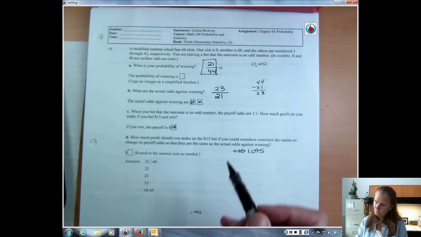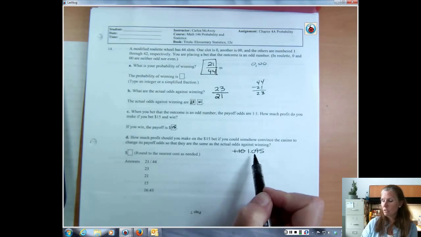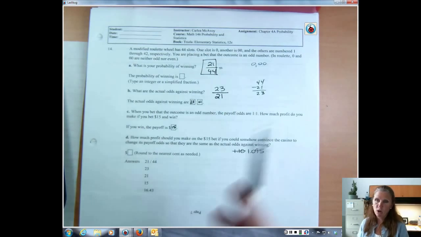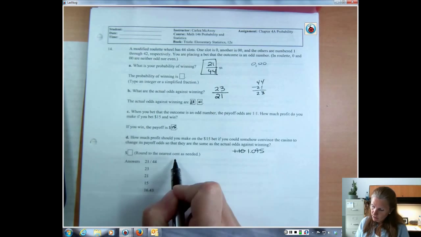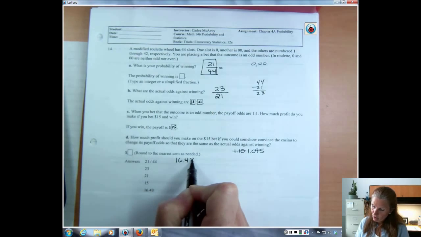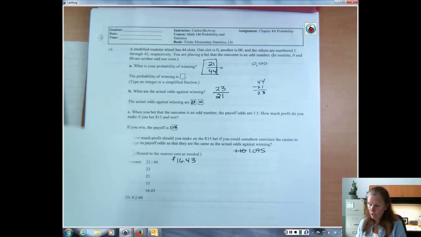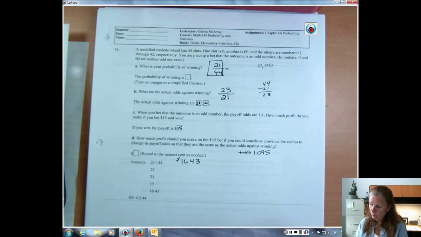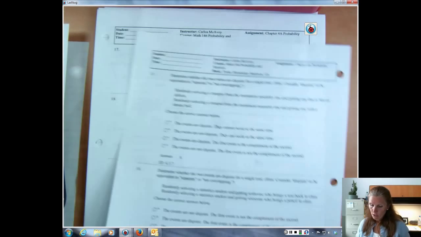$16.43. So that's what they should be paying off if they were really being fair, because your odds of winning are not 1 to 1, but they're paying you off as if they are 1 to 1. So they are saving themselves $1.43 by changing those odds to not fair for you. I hope that's not coming as a surprise, that casinos are not set up to be fair to you. They're set up so that they win, and they all act happy when you win, but really they can be happy because they know overall everybody's going to lose and they're going to make money.